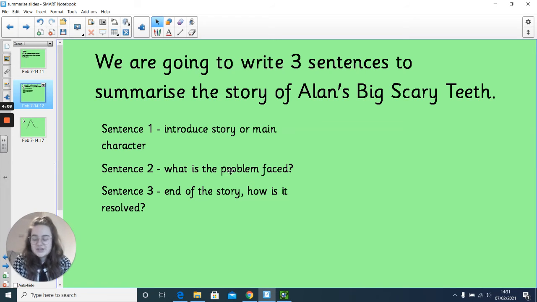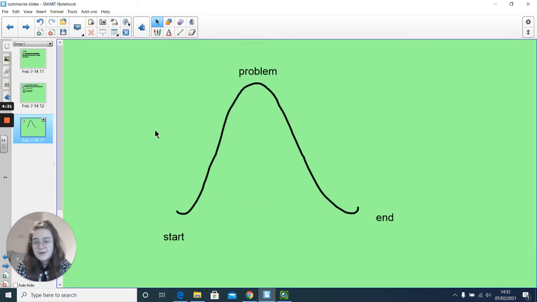Okay, once you have discussed that, you might have come to the conclusion that the problem that Alan faces is that he loses his teeth. He can't find them. And when he goes into the jungle and tries to scare the animals, they are not scared of him anymore. They just laugh at him, and he's really sad because scaring is his thing that he does. So that would be the problem which is faced by Alan in the story. That would be sentence 2, and at the top, our story mountain, that would come at the top because that's the main problem, the main part of the story really, the thing that holds it together.